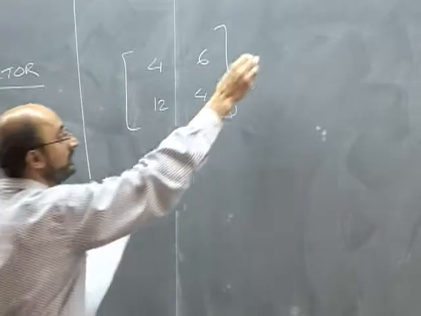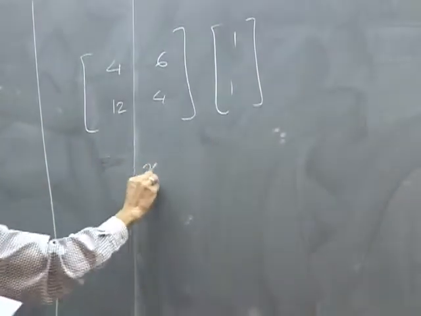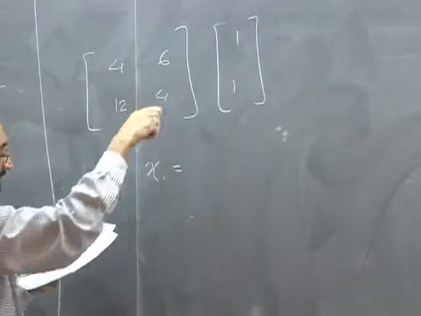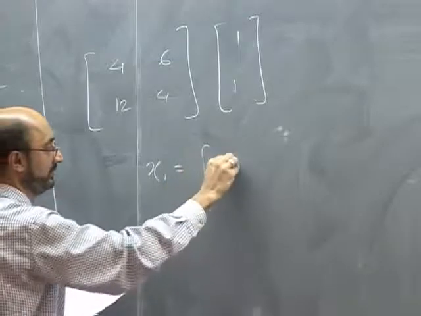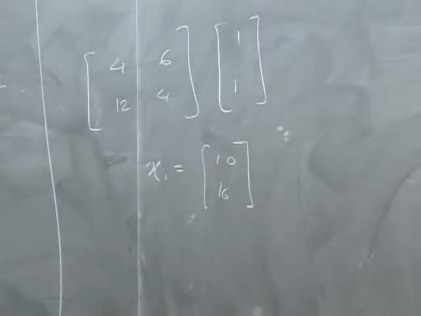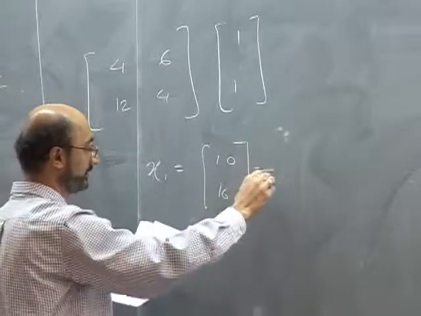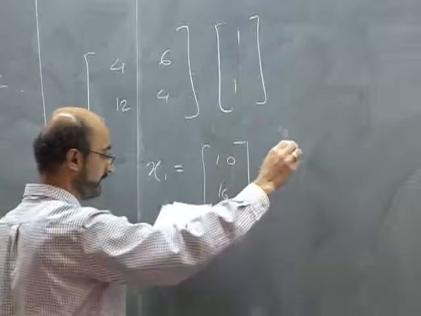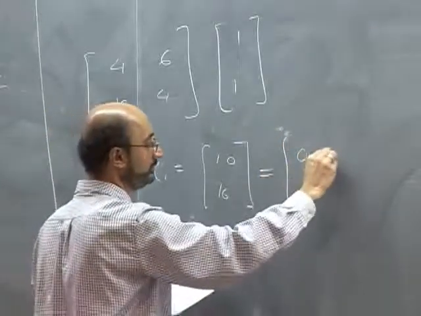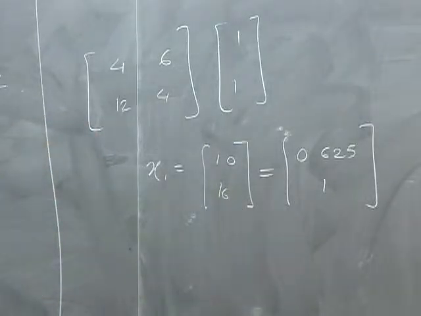Okay, let me start with the initial value 1, 1, and then x1 is going to be just the sum, so it's going to be 10, 16. Okay, so I need to renormalize this, right? Which means I've got to make this look like 1, so I change it to 0.625, 1. Okay, so that's the renormalization step.